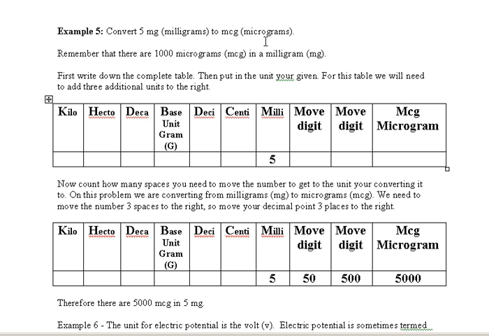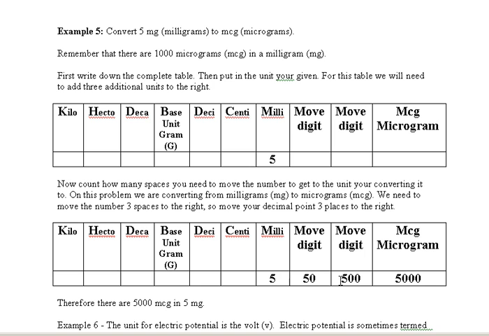And now micrograms is 3 digits farther to the right. So we've got to move it, and move it again. And because there are 1,000 micrograms in a milligram, we have to move it 3 more places over here to the right. So we're converting 5 milligrams right here to micrograms, which are extremely small.